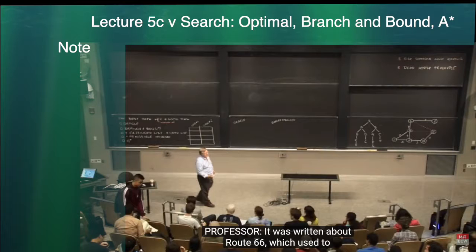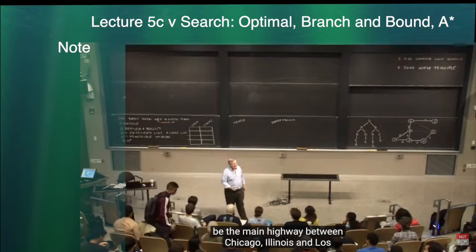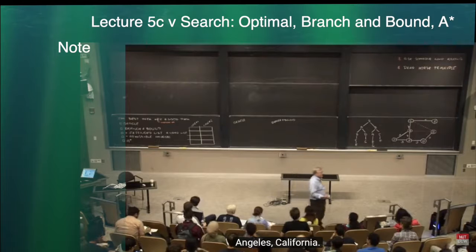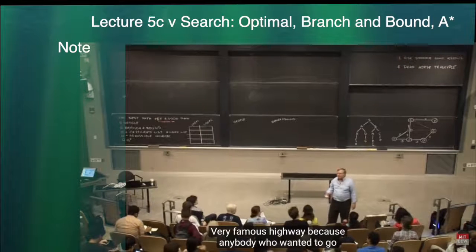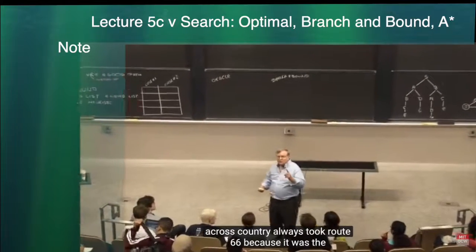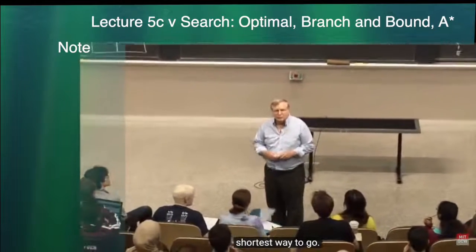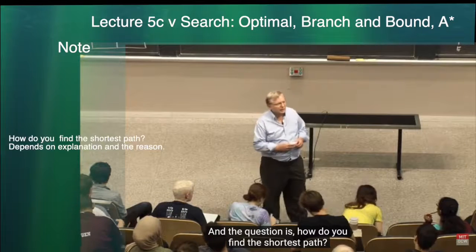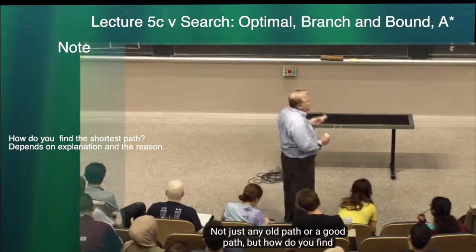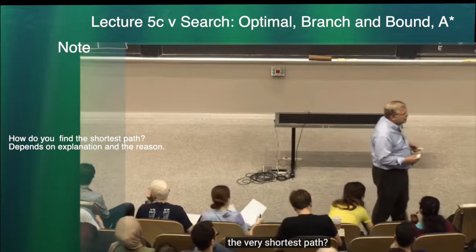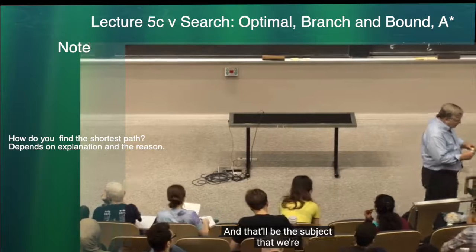...written about Route 66, which used to be the main highway between Chicago, Illinois, and Los Angeles, California. Very famous highway because anybody who wanted to go cross country always took Route 66 because it was the shortest way to go. And the question is, how do you find the shortest path? Not just any old path or a good path, but how do you find the very shortest path? And that'll be the subject that we're going to discuss today.